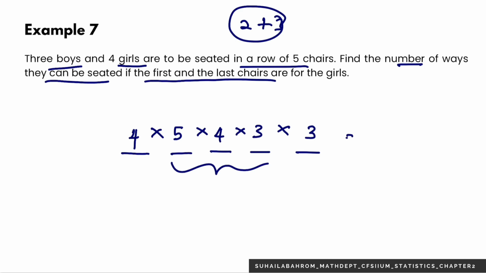So it is equivalent to 720. This is by using the multiplication principle. Since the arrangement is important, you can also use permutation. By using permutation, we want to arrange first two girls for the first and the last chair, so it will become 4P2, and the remaining 5 people for you to arrange in the 3 remaining chairs. So 5P3. You still get the same answer, 720.